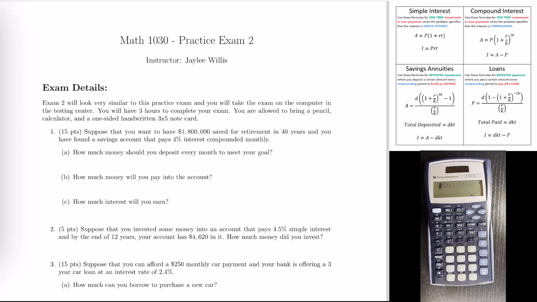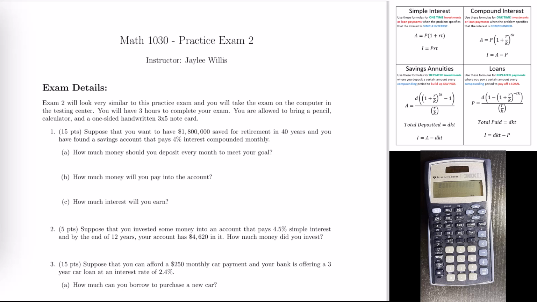Everybody, in this video I'm going to be going through the practice exam for the Unit 2 test. So remember, the most important thing on this test is to make sure that you're using the right category of formulas. And the way that you do that is by asking yourself 3 questions. Does the word problem say simple interest? Does it have to do with a savings or a loan situation? And then is it a one-time payment or investment, or is it a repeated payment or investment? And those 3 questions will help you identify which formula set to use.